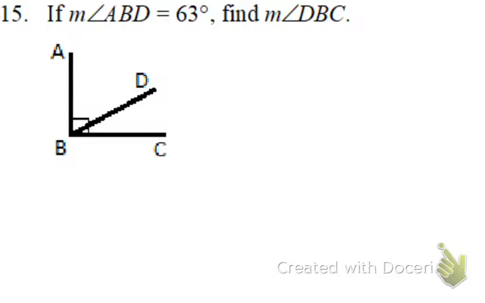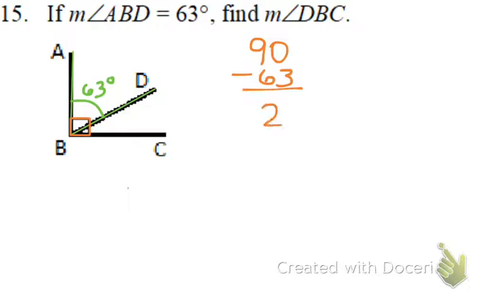All right, if angle ABD is 63, so angle ABD, this angle, 63 degrees, find the measure of DBC. Well, you'll notice the right angle symbol there. That indicates that they are complementary. They add up to 90. And so you can subtract the 63 from 90. And so you'll see 27 degrees for the measure of DBC.